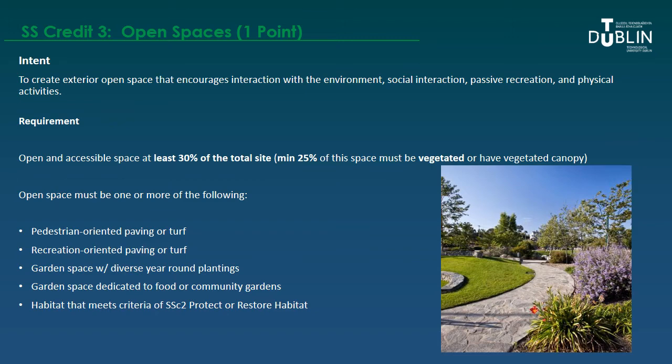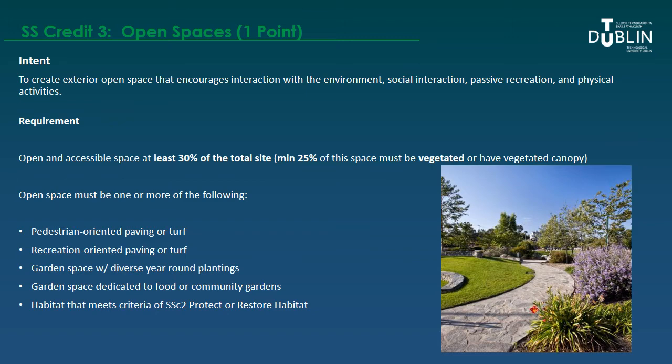Then the third credit is open spaces, for which there's 1 point available, and that's to create usable open space for biodiversity reasons, for rainwater harvesting reasons, and also to lessen the heat island effect, but also just to provide places that would encourage social interaction, passive recreation, getting out and about and doing physical activity.